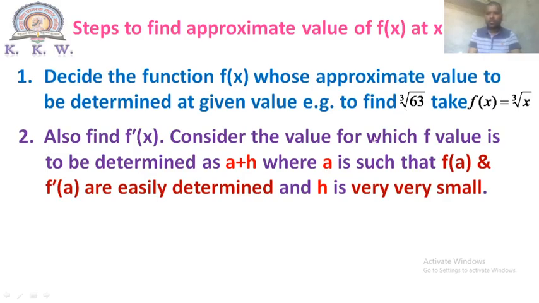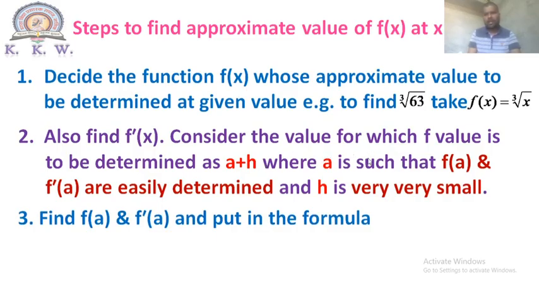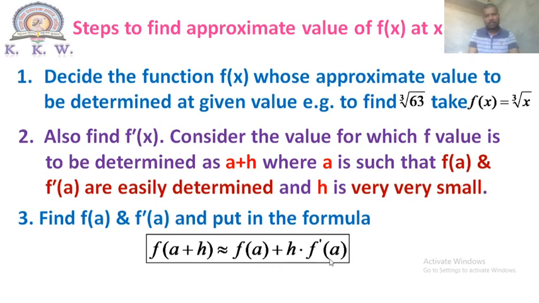Therefore, a is equal to 64. Then find h such that it is 63 minus 64, which is minus 1. Therefore, the value of h is minus 1. After finding the values of a and h, find f of a and f dash of a and put them in the formula of approximation, f of a plus h is approximately equal to f of a plus h into f dash of a. We will get the approximate value of the quantity.